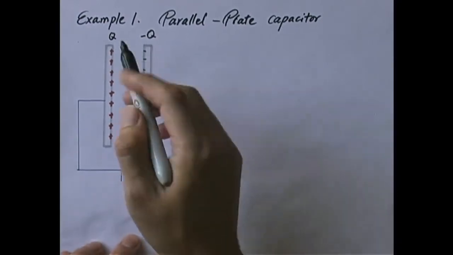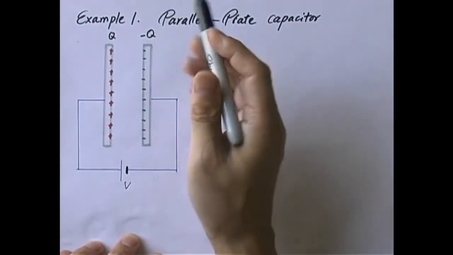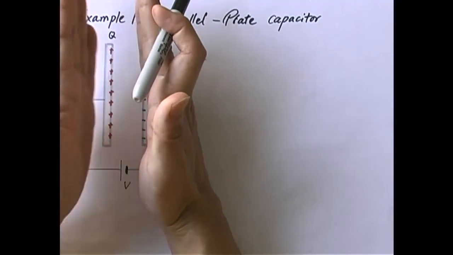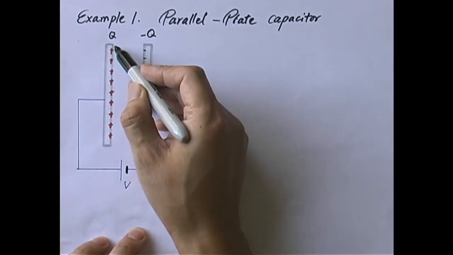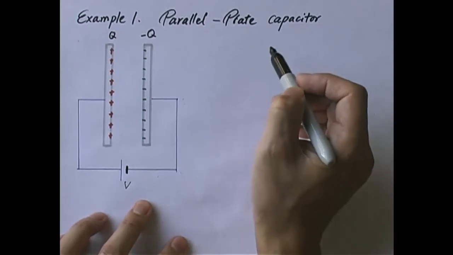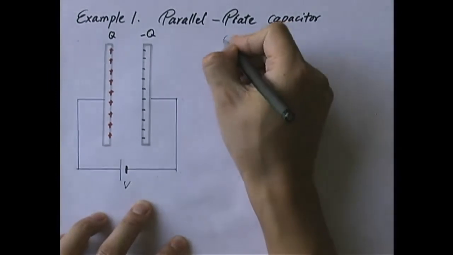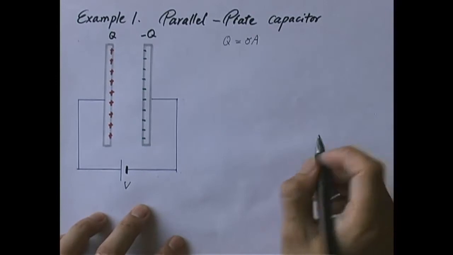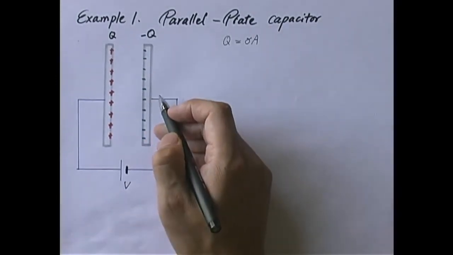Well, if we know the area A of each plate, this surface area A and the surface area A. By A, I mean this area facing each other. It's the area of my hands facing each other. If we know the area A, then all I have to know is sigma, the surface charge density. Then I can find Q. So Q equals sigma A. But what about sigma? How do you find sigma? Well, once you know sigma, you can find the electric field.